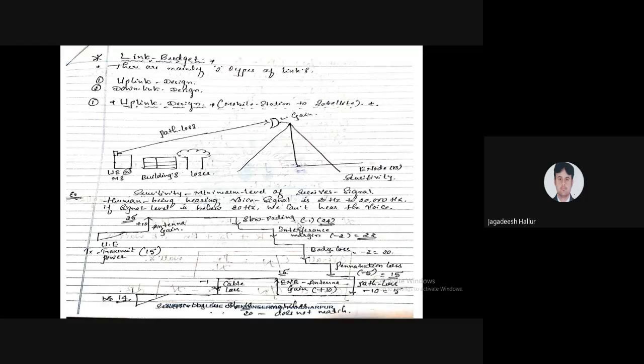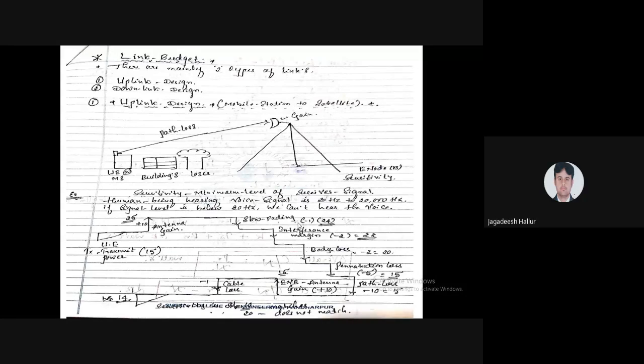In this uplink design and the downlink design, we are going to use some of the frequency bands. You have seen the frequency bands, that is C band, Ku band, and Ka band. These are the frequency bands we are going to use, and based on that, we are going to allocate bandwidth to these frequencies.